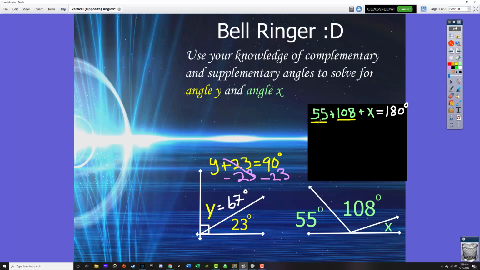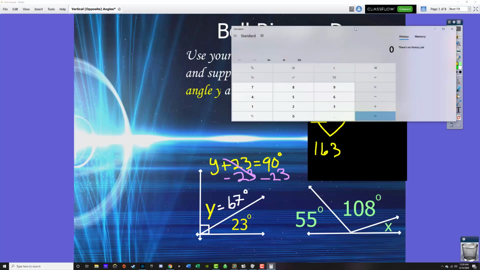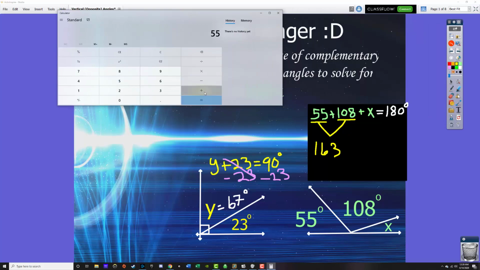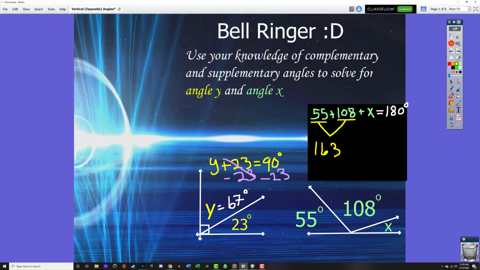So let's go ahead and combine our like terms. So I see we have two values right here without a variable. So when we add those together, that's going to give us 100 and, oops, I almost did it wrong. So 163. Let's go ahead and double check that just to make sure. 55 plus 108 equals 163. Excellent.